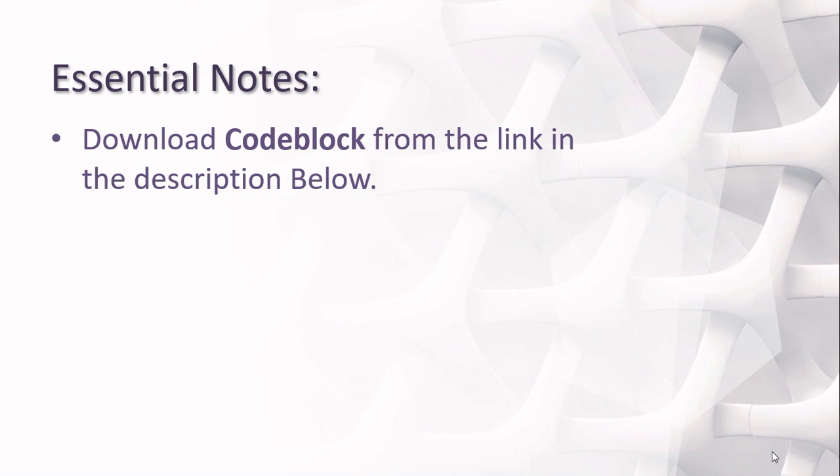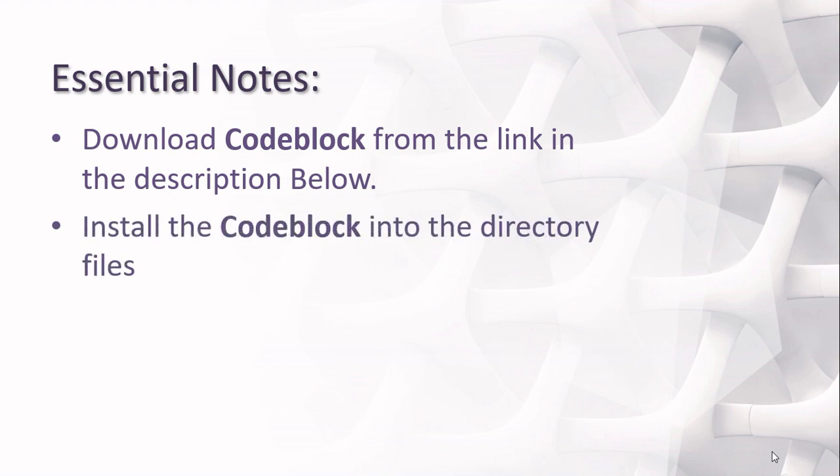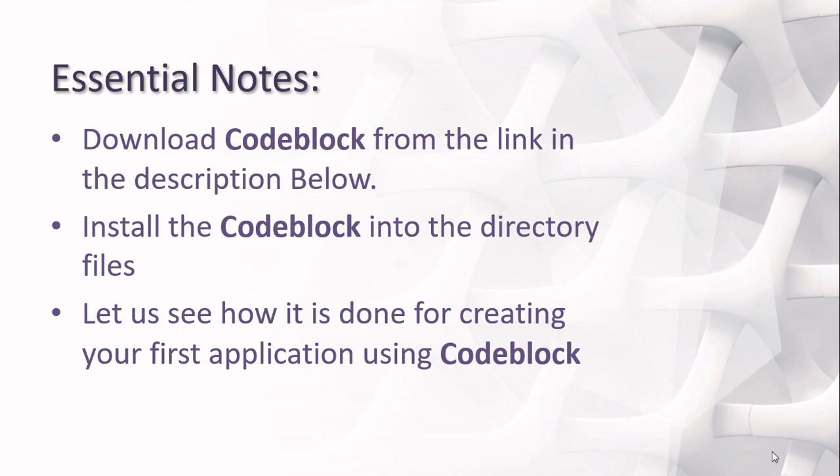So we have an essential notice before we start coding. We need to download Code::Blocks from the link in the description below, and you can also follow how to download through the video. Install Code::Blocks into the program files directory. Let us see how it is done for creating your first application using Code::Blocks.